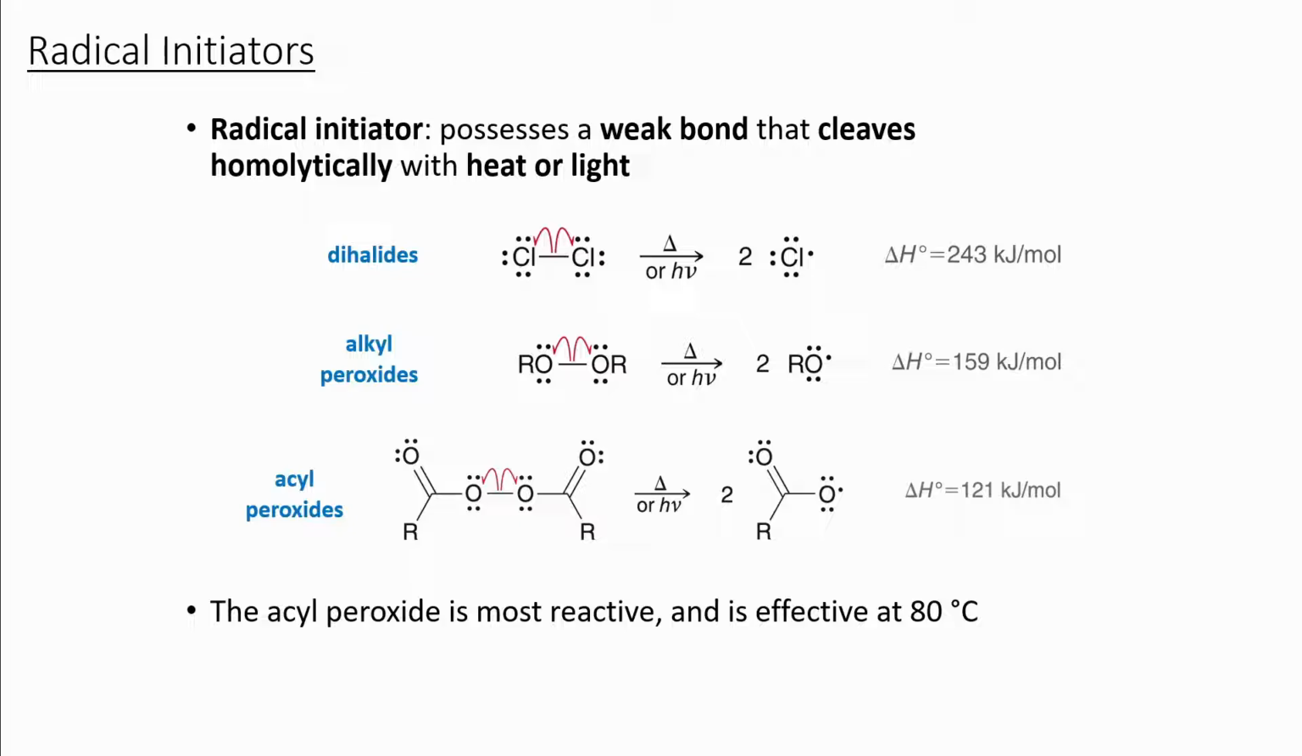In order to start the initiation stage of a radical reaction, often a radical initiator is used. These possess a weak bond that can homolytically cleave in the presence of heat or light. Common radical initiators are dihalides, alkyl peroxides, and acyl peroxides.